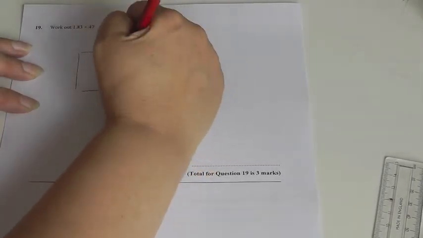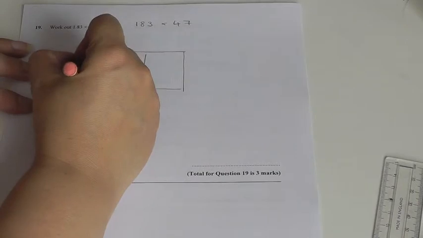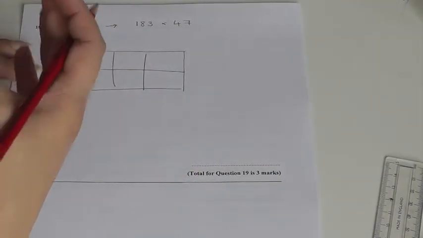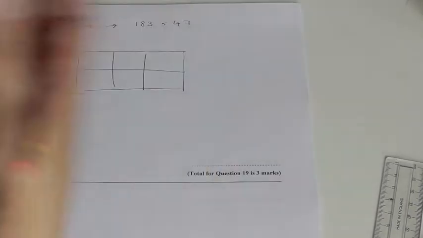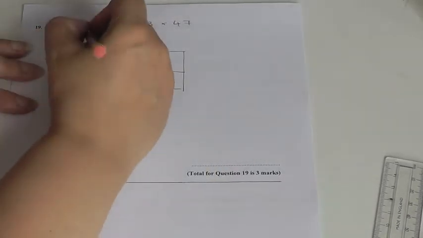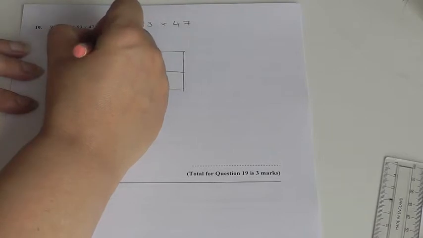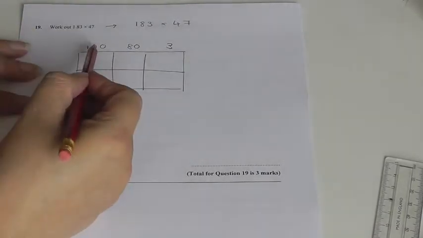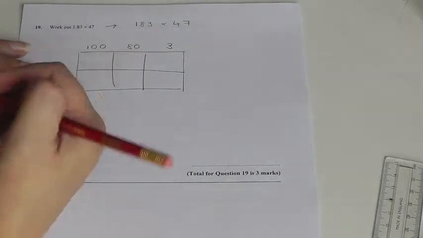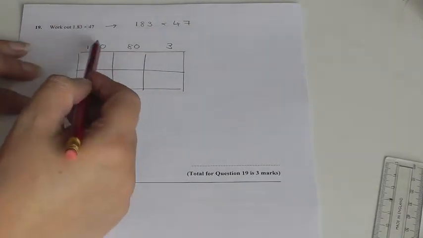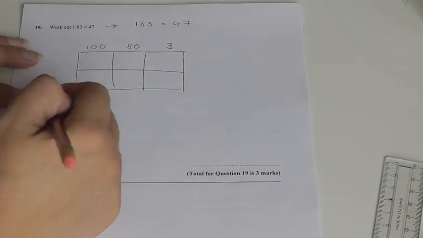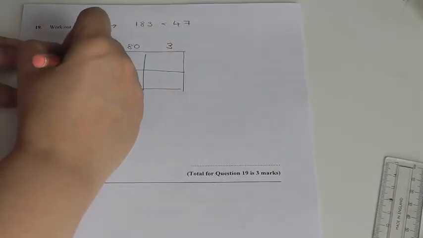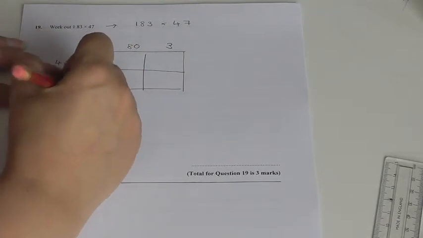It doesn't really matter whether or not you put your 3-digit number at the top or the side, as long as you do put them all together so it doesn't become 187 times 43. So splitting out this number, this is 100, this is 80, and this is 3, 183. Be careful that you don't just put 1, 8 and 3. You must keep the place value. And for 47, I'm going to put 40 and 7.